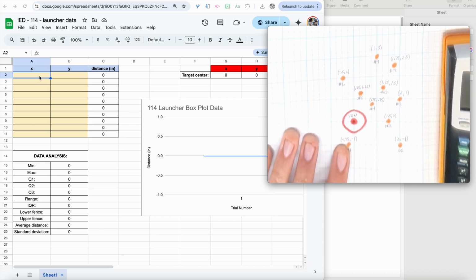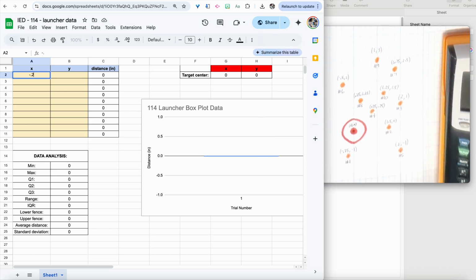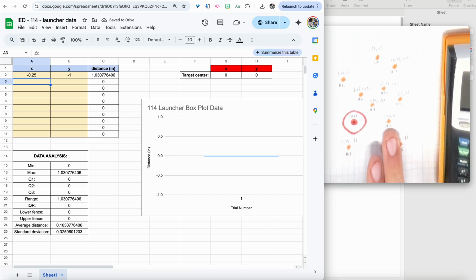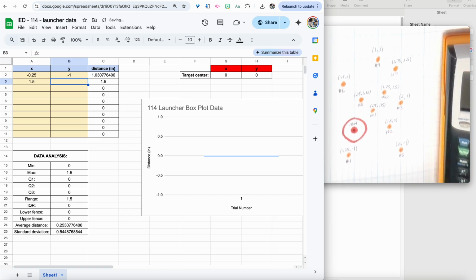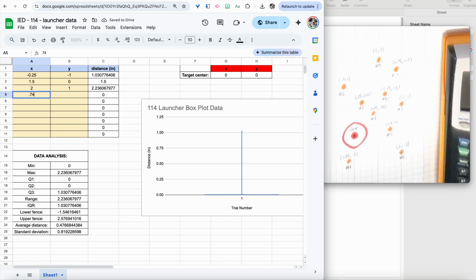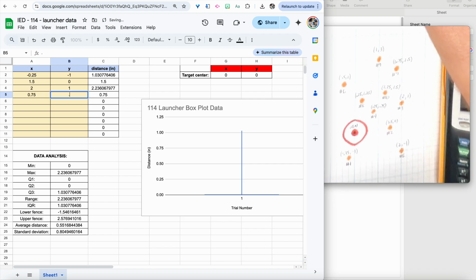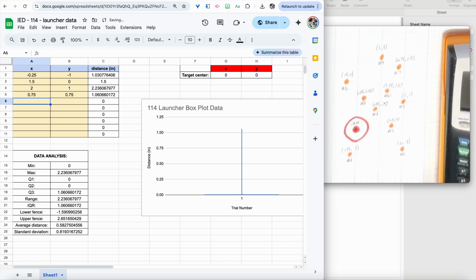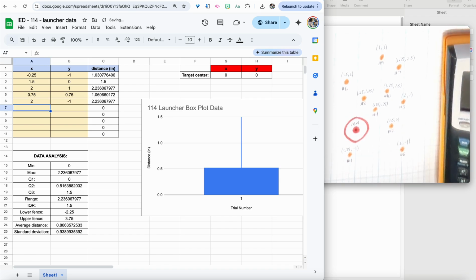So this is negative 0.25 and then negative 1. So we're going to put negative 0.25 in the x-axis, negative 1 in the y. And we're going to continue this, where I'm going to go to 0.2, 1.5, and 0. And then I'm going to go to 3, which is right here, 2, and then 1. We're going to find 4, which is 0.75 and 0.75. And then we're going to go to 5, 2, negative 1.